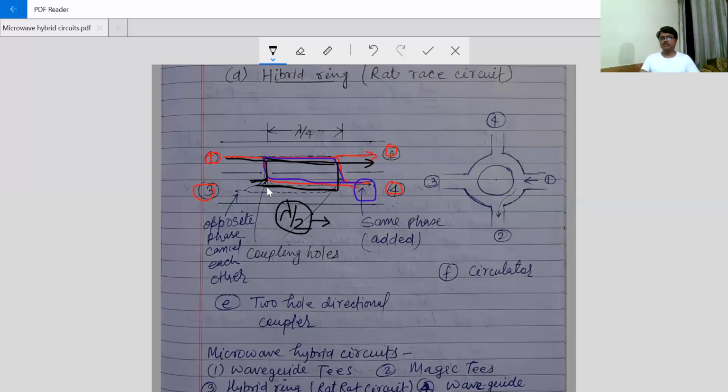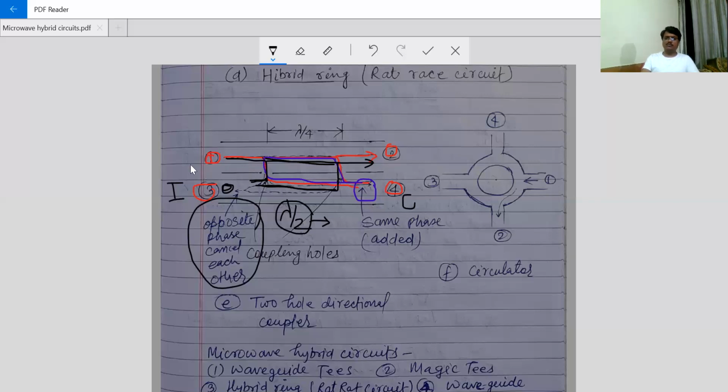So what will happen? Because the size of the holes here and here are the same, the coupled powers are the same in both directions. So it will get cancelled. Opposite phases cancel each other, and the power coming here is 0. That is the reason why it is known as the isolated port. This port 4 is known as the coupling port, and this is the through port.